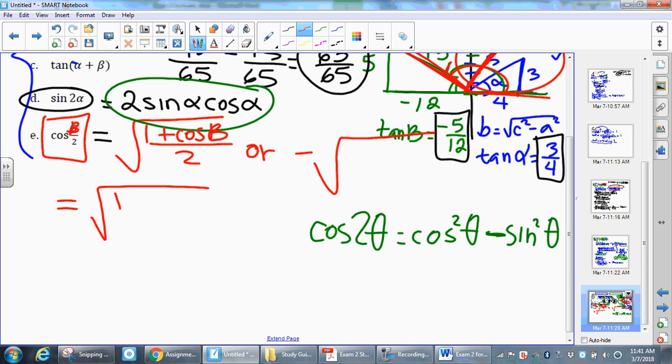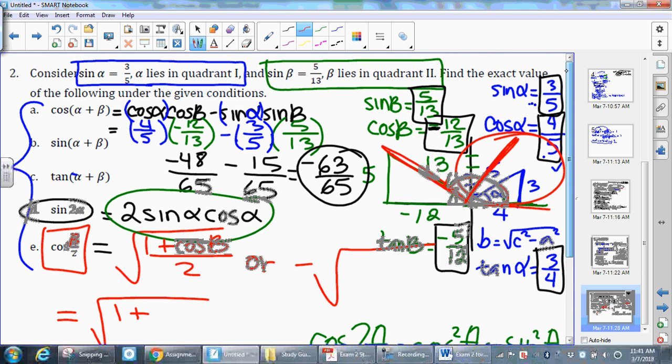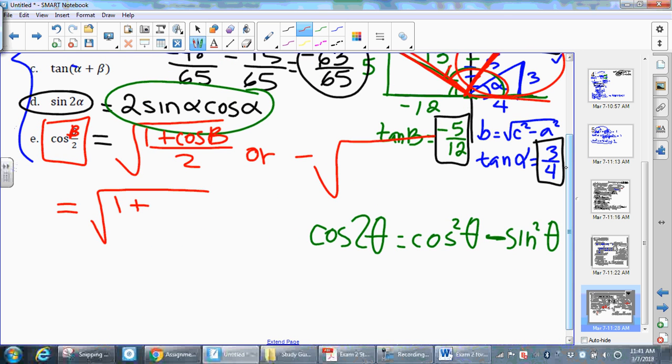Okay, so 1 plus the cosine of beta, we have it from over here, and it's this one: negative 12 over 13.